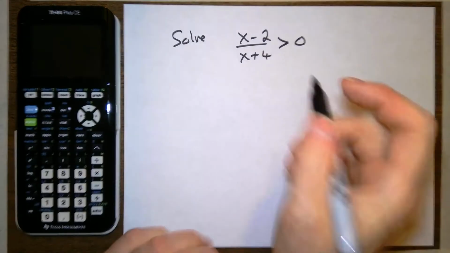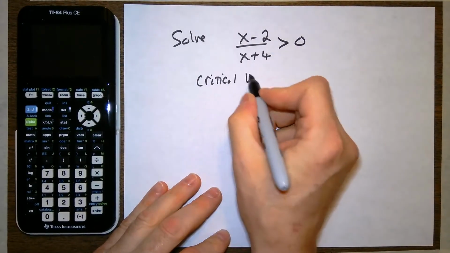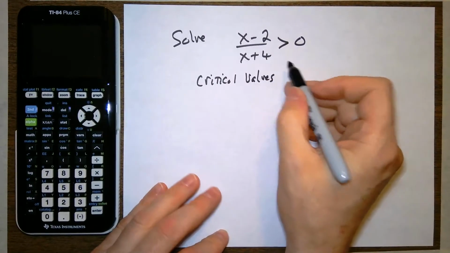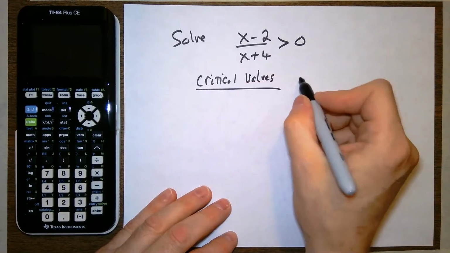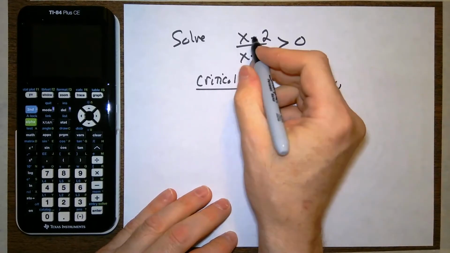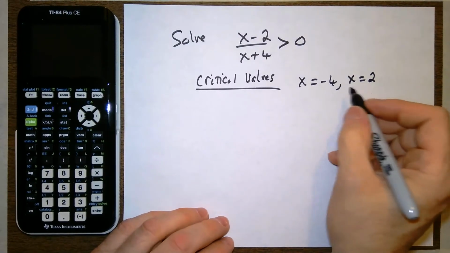Well, as I take a look at my critical values here, where are interesting things happening? Well, when x is equal to negative 4 and when x is equal to 2. Those are my critical values here.